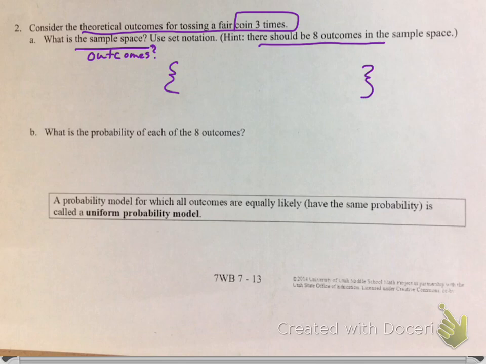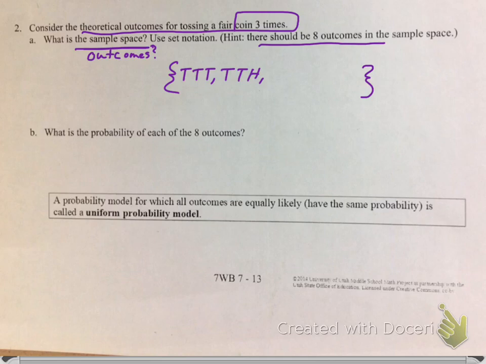So we know we could get tails, tails, tails, right? We know we could get tails, tails, heads. And why don't you stop and see if you can think of the other 6? Push pause right now. Pause and think. Don't just copy me. Alright?